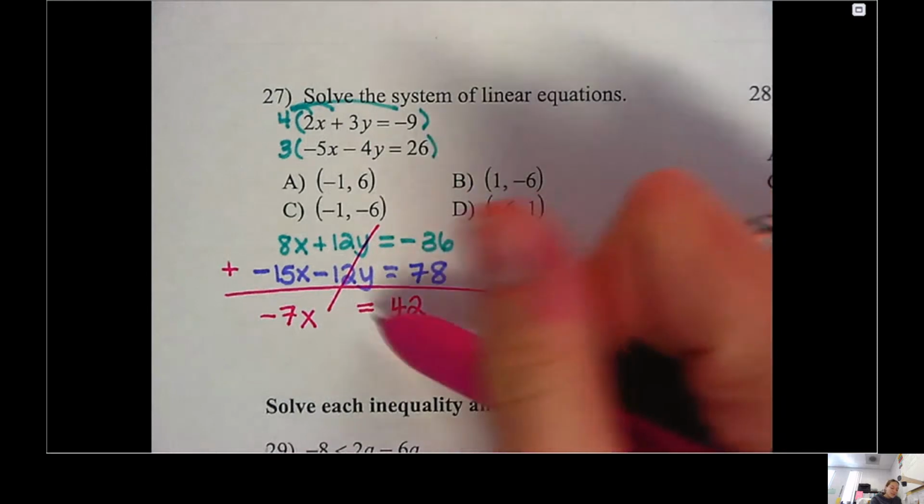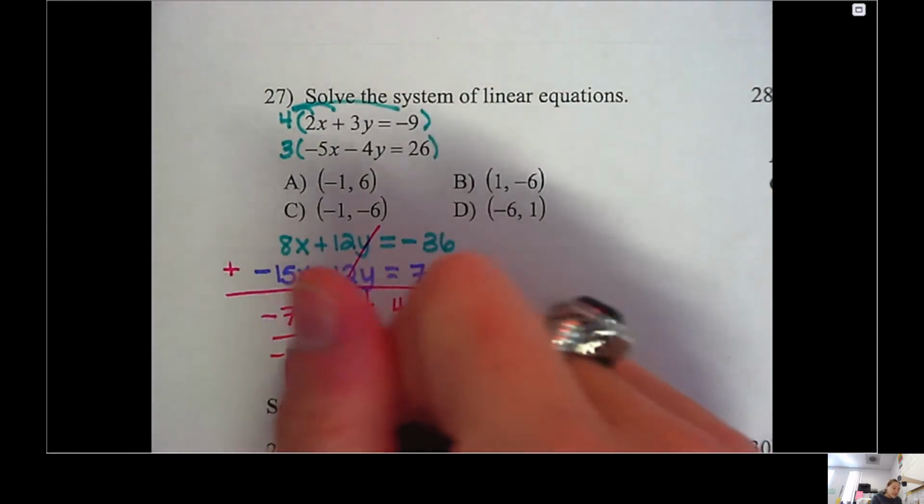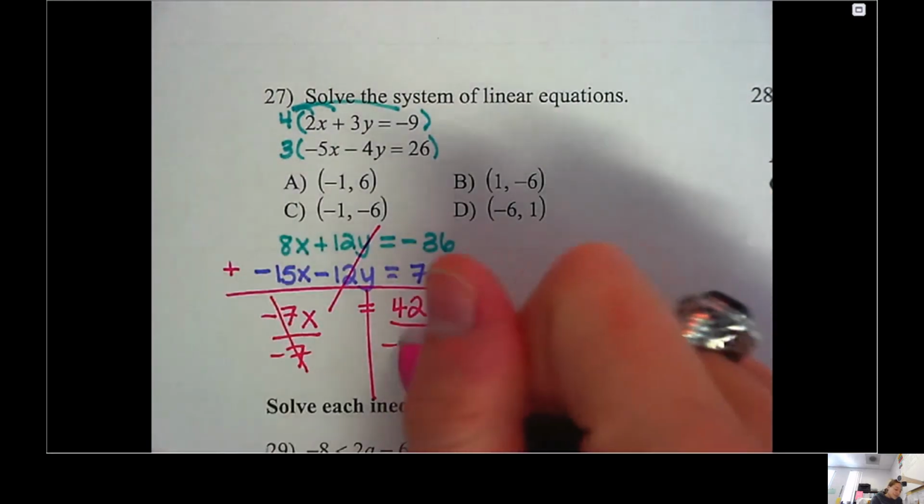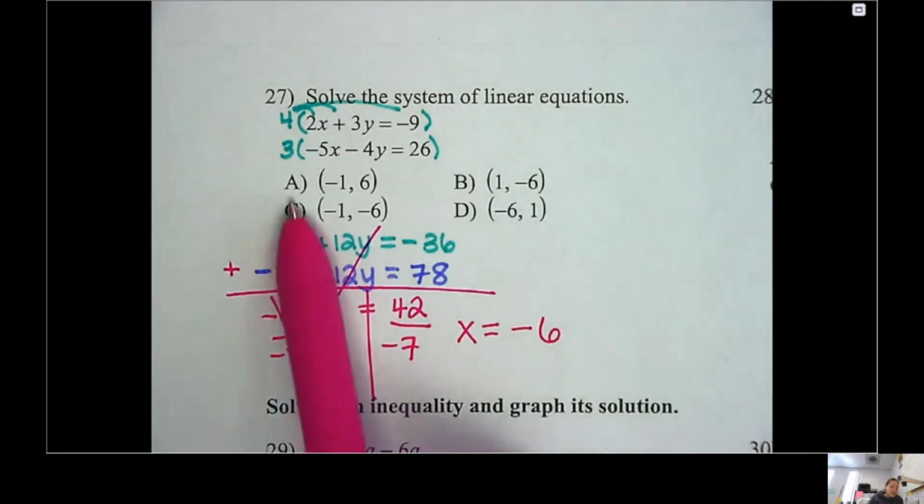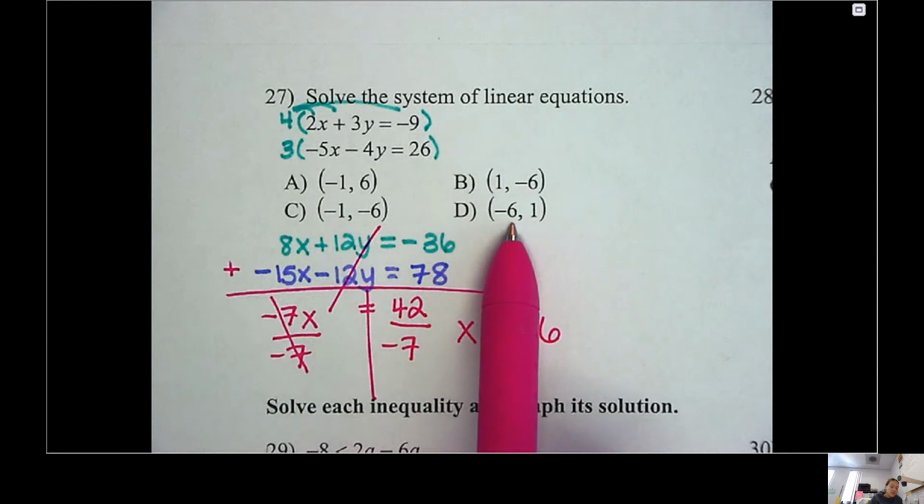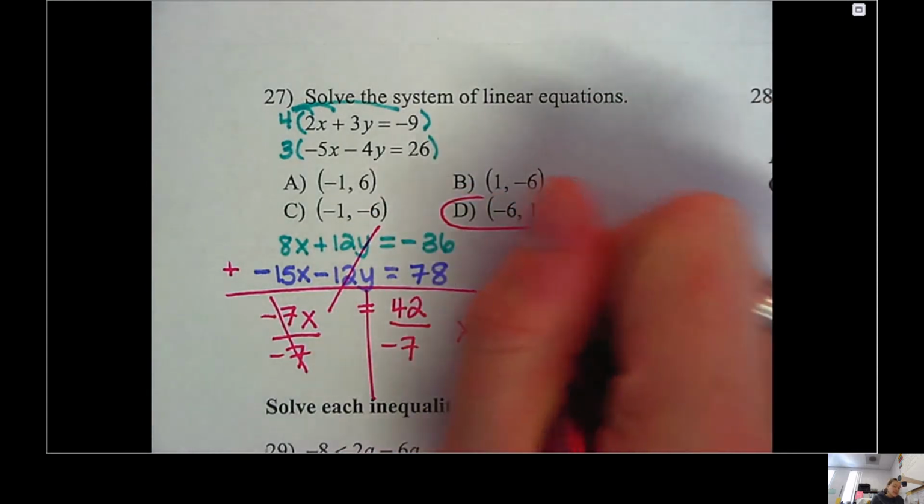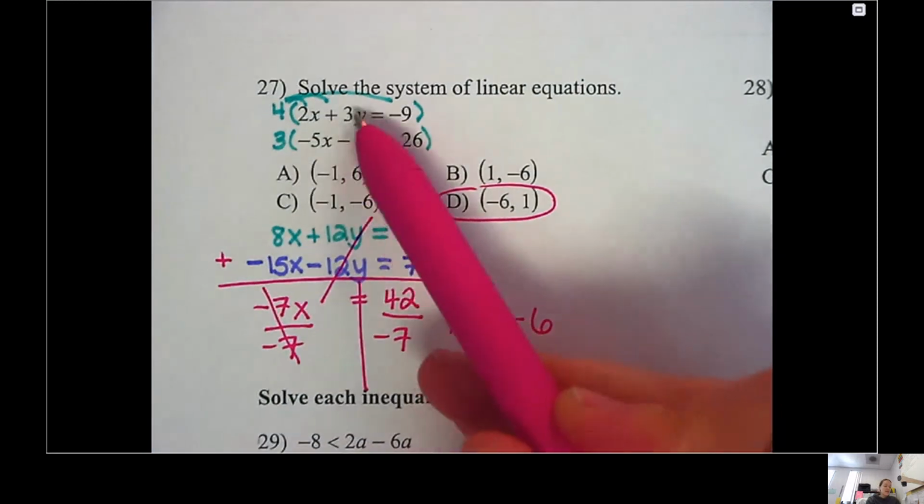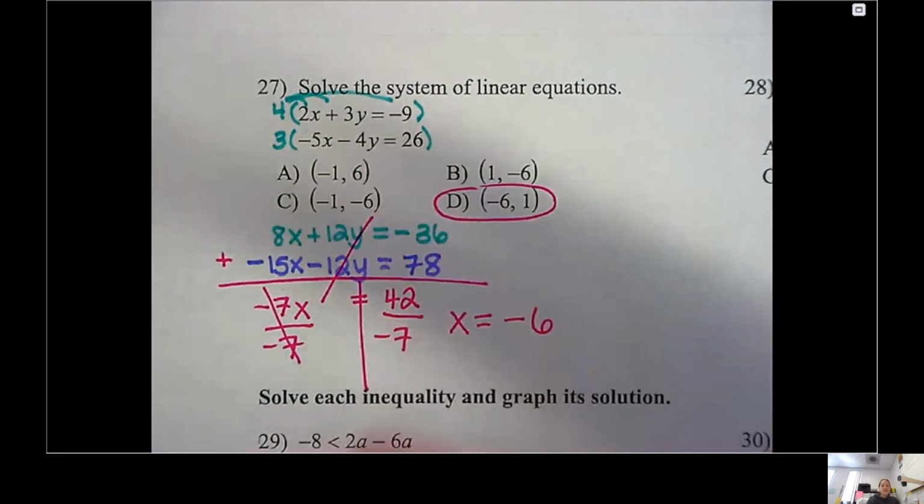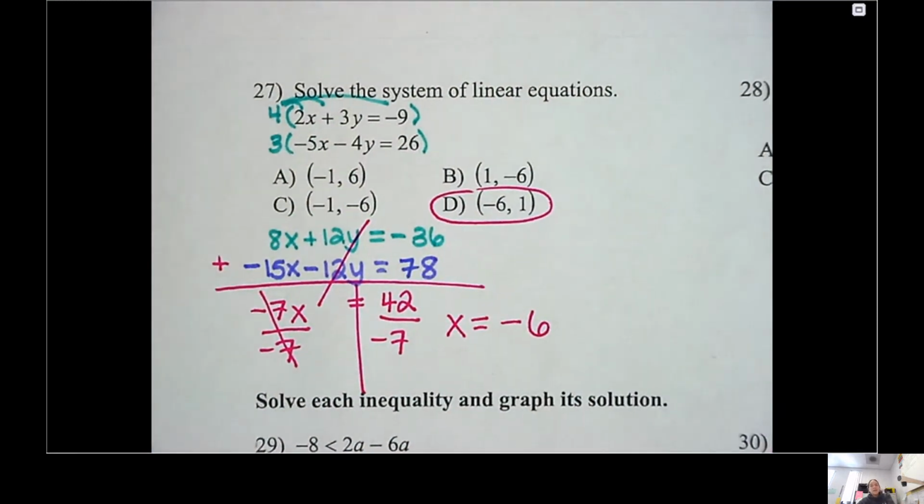And now from here, I can solve for x. So to get x by itself, it's just one more step. Divide both sides by negative 7. I get x equals negative 6. So now I come up here, there's only one with x equals negative 6. And I'm done. So elimination to me is the easiest one, and that's the easiest way to do it. You just find either the x's or the y's, and you just flip-flop the numbers in front of the variable and multiply, and you're good to go.